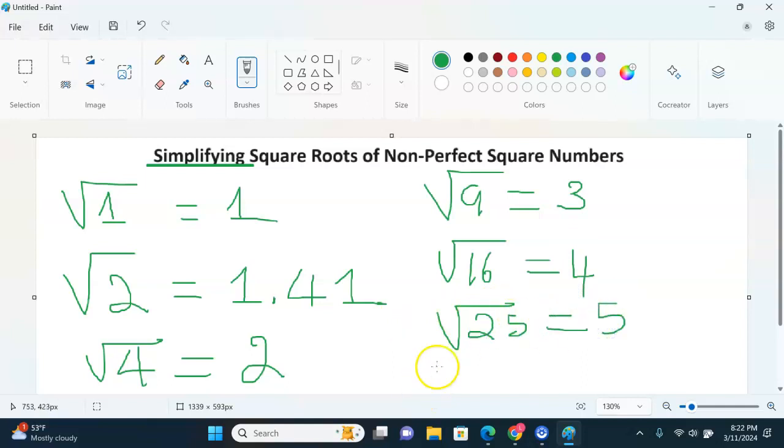And we went all the way up to the square root of 400, which is 20. So 20 times 20, or 20 squared, is 400. So some of these numbers, we recognize them. We have a list of the perfect square numbers. Okay, again, it is perfect square numbers.